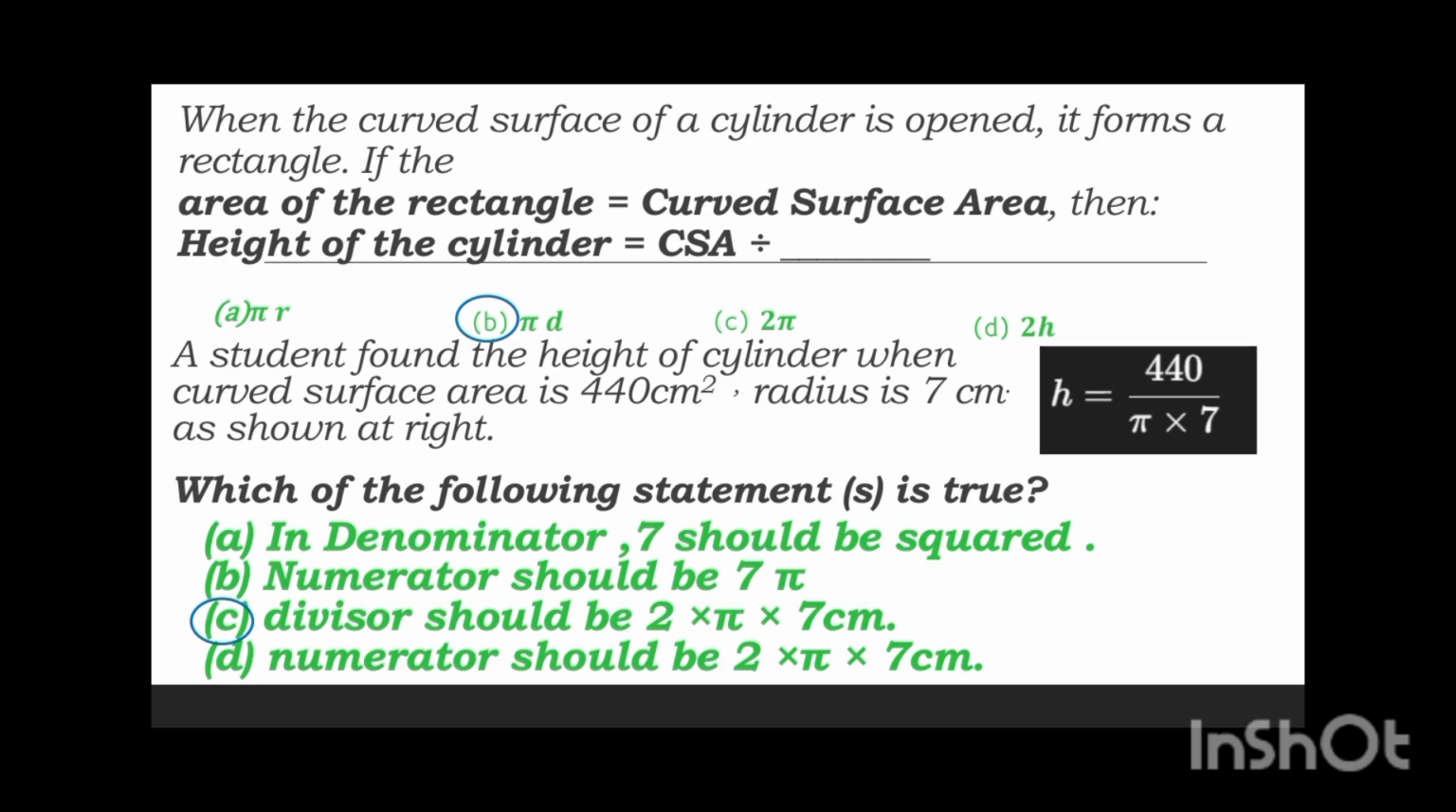No. Numerator should be 7 pi. No. Denominator should be 2 multiplied by pi multiplied by 7 centimeter. Yeah, that's true. Numerator should be 2 multiplied by pi multiplied by 7 centimeter, that's also not true. Fill in the blanks.